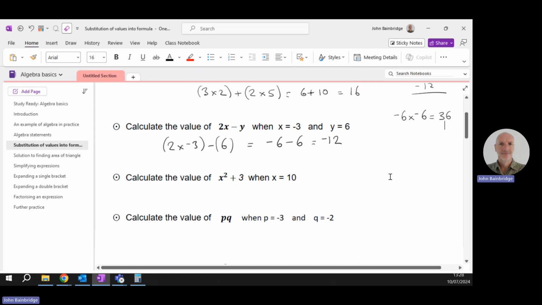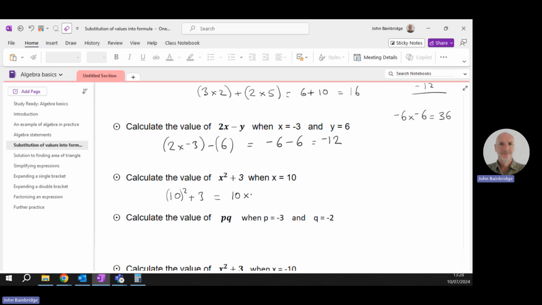Next one, calculate the value of x squared plus 3 when x equals 10. So what does this x squared mean? I'll put x in brackets plus my 3. Squared means multiply by itself. So it means 10 times 10 plus 3. So we've got 100 plus 3 equals 103.